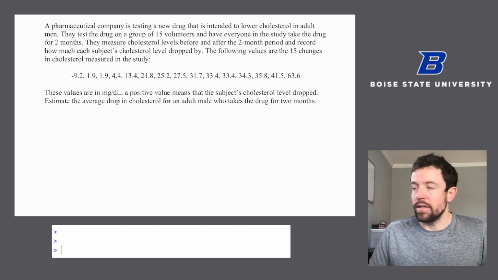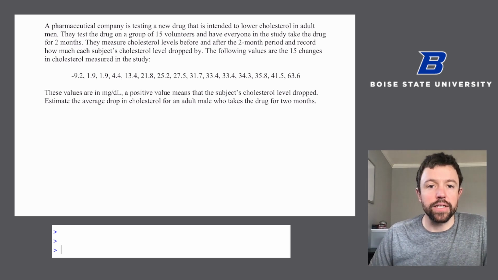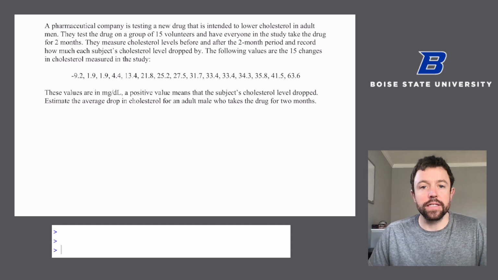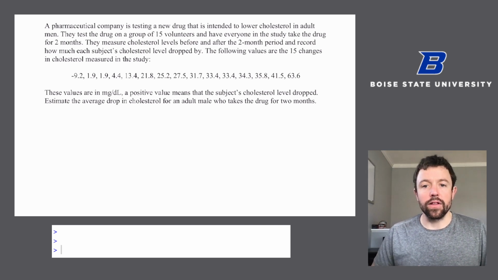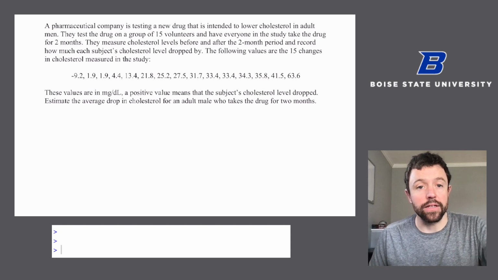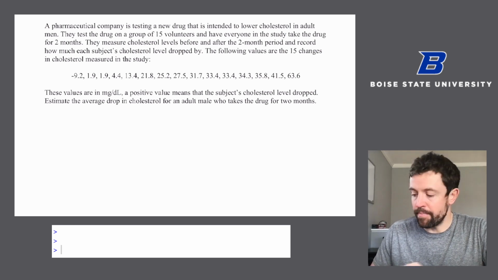So we have this list of numbers, and then we're told that these values are in milligrams per deciliter, and a positive value means that the subject's cholesterol level dropped. So a negative value would mean that their cholesterol level actually went up while they were taking the drug. Estimate the average drop in cholesterol for an adult male who takes the drug for 2 months.